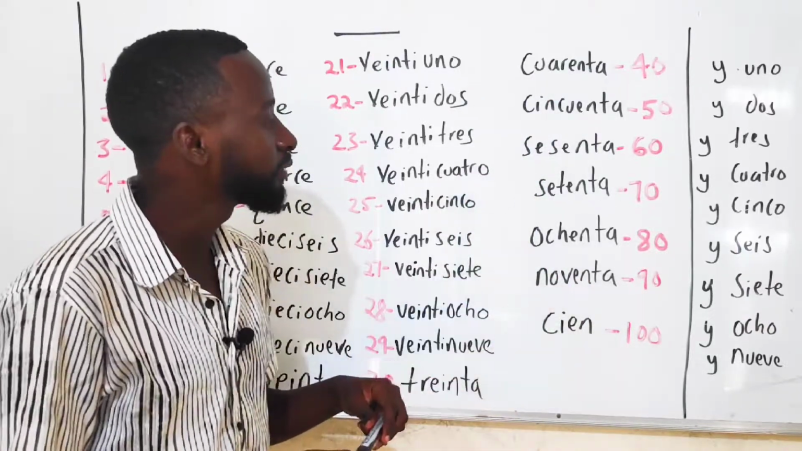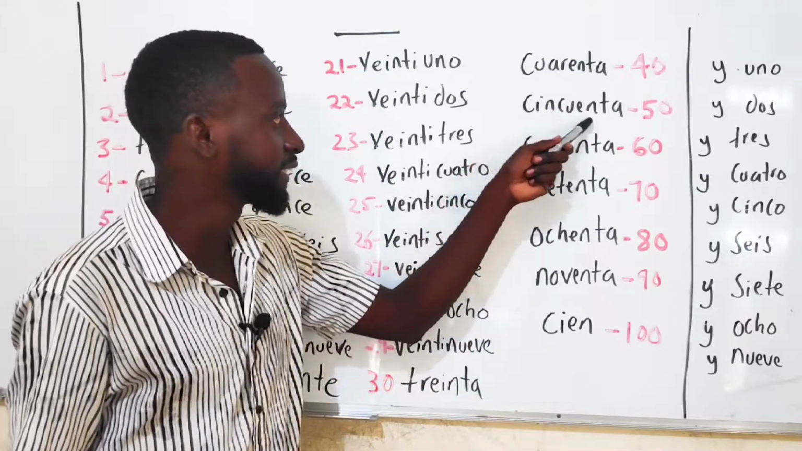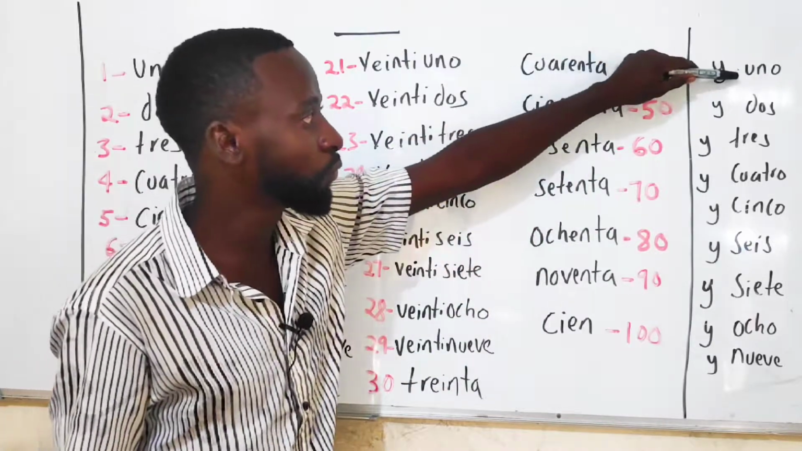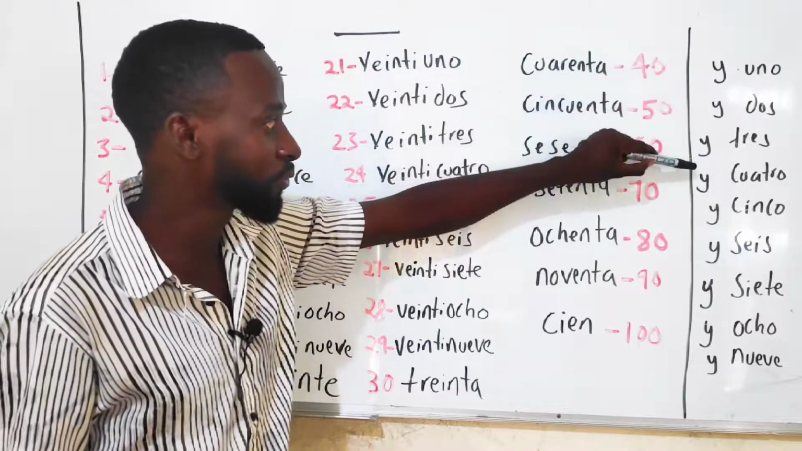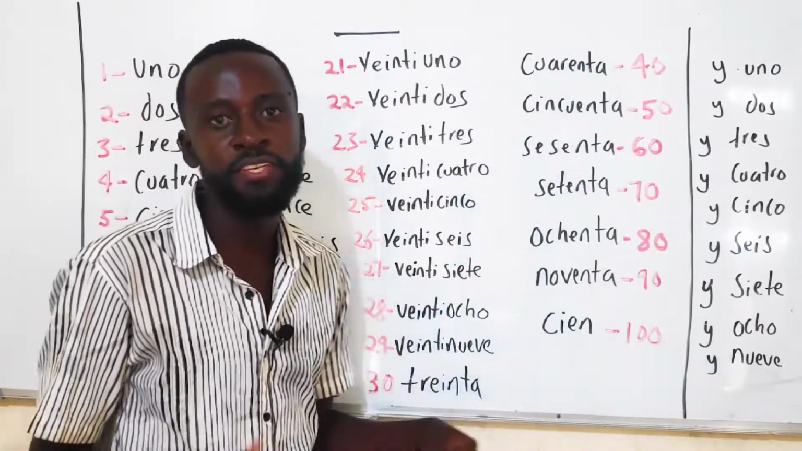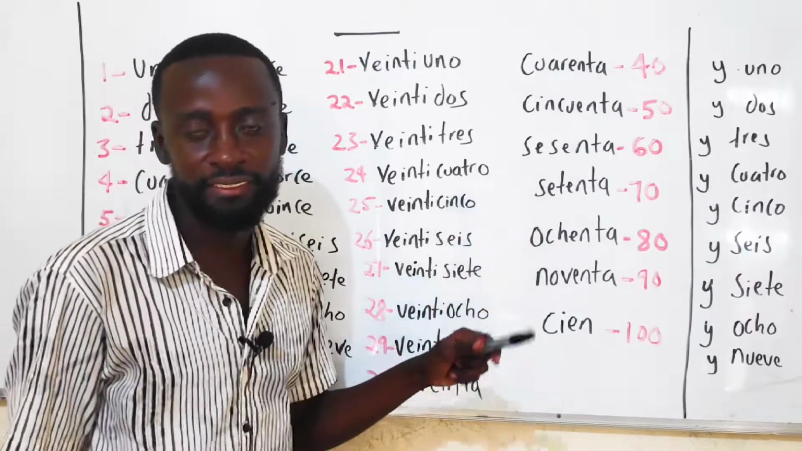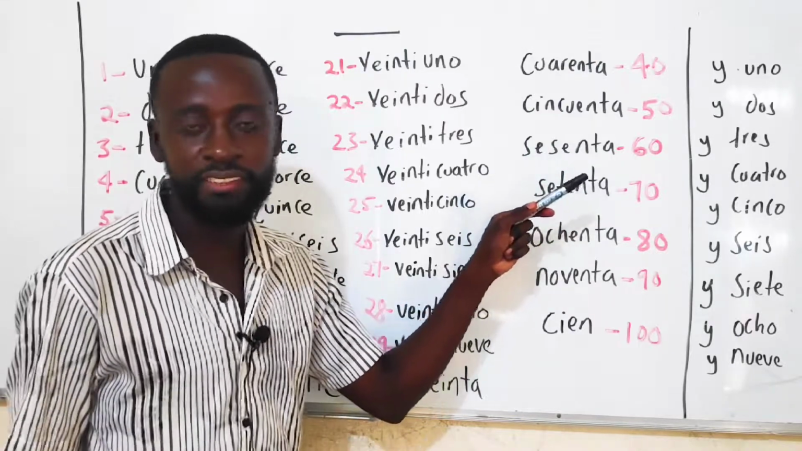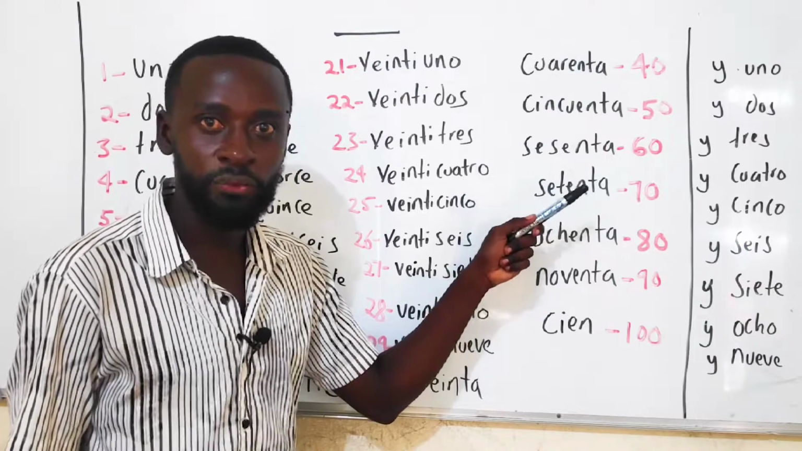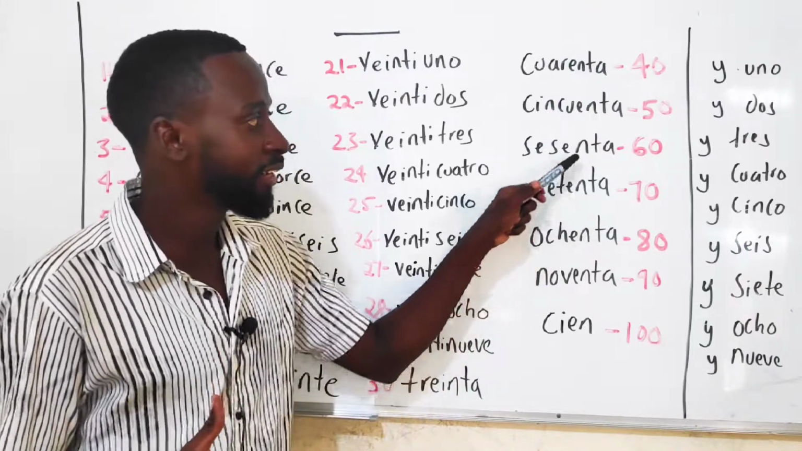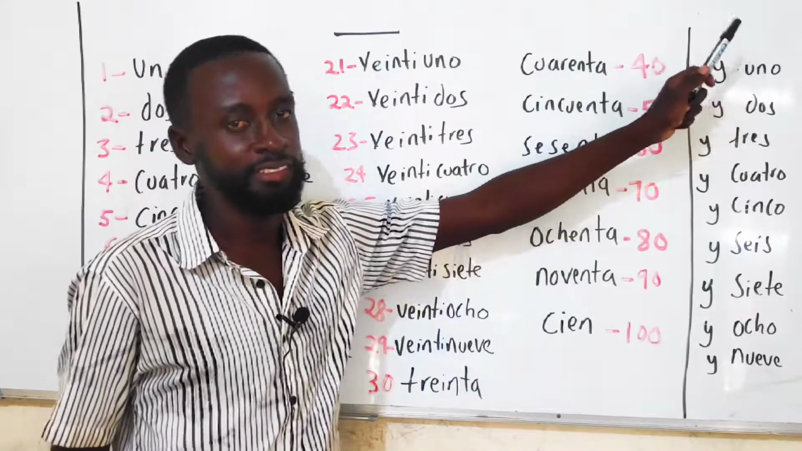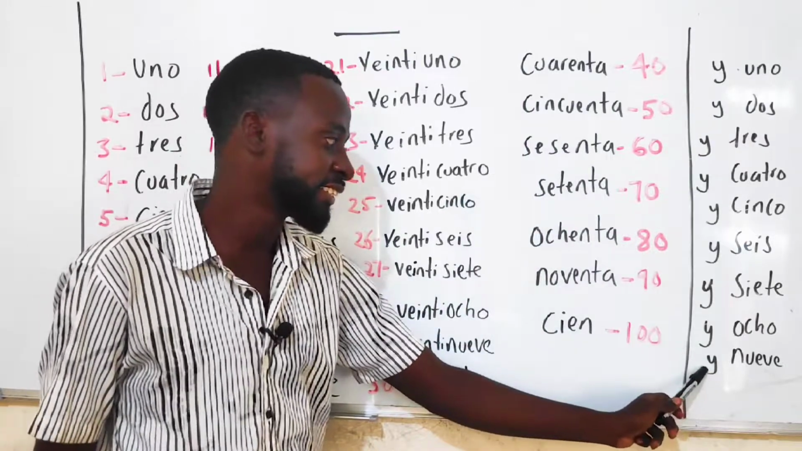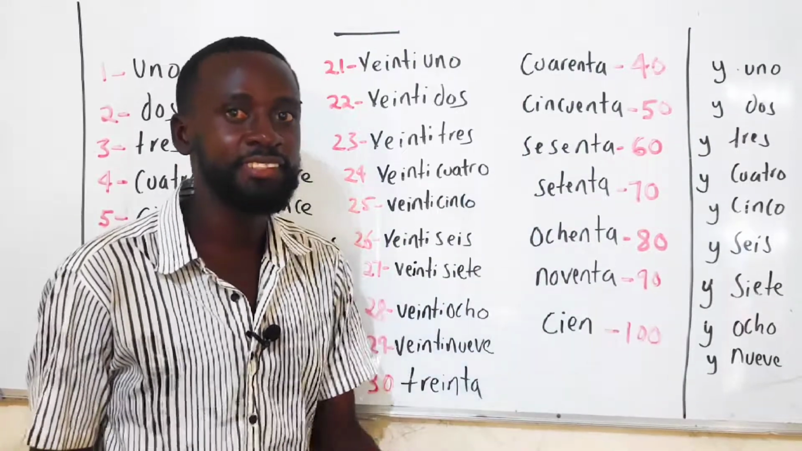Now 50 has its own name, that's 50. The same here, 51, 52, and so on and so forth, up to 59. Okay, now 60. So what is 61? See, 61 is this. 62, up to 69.